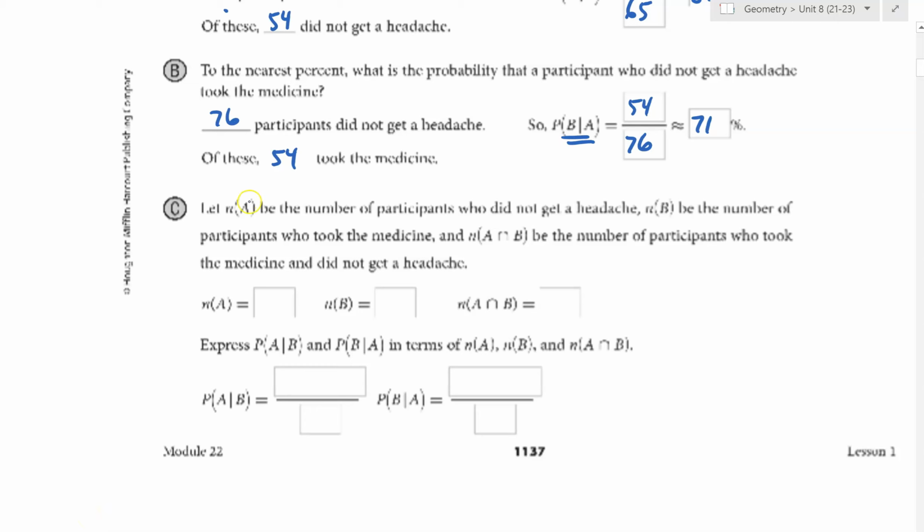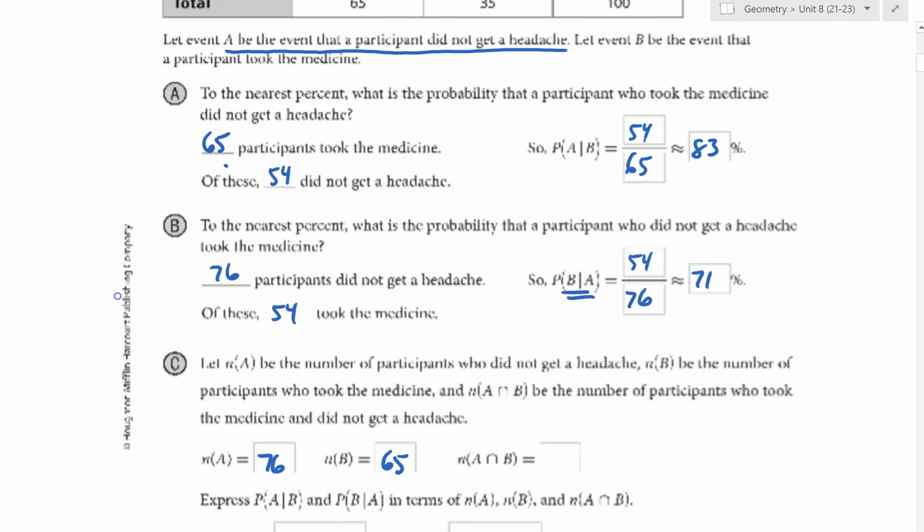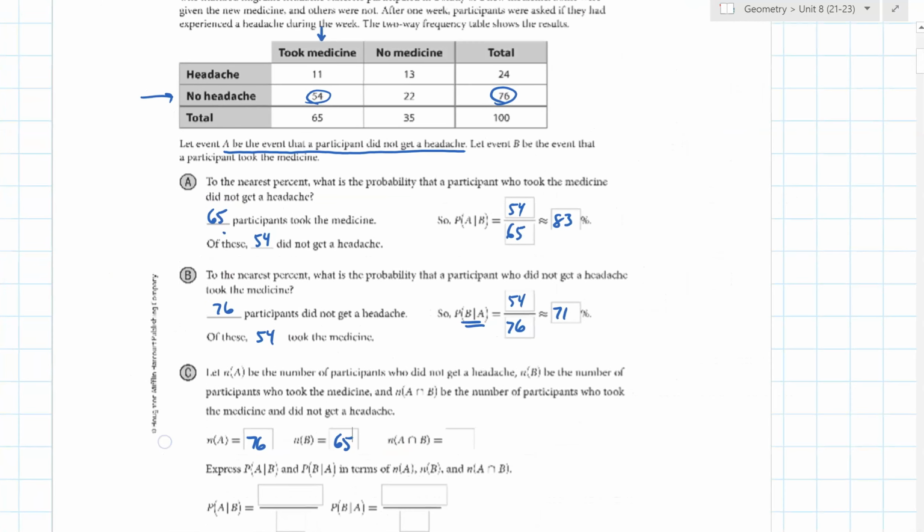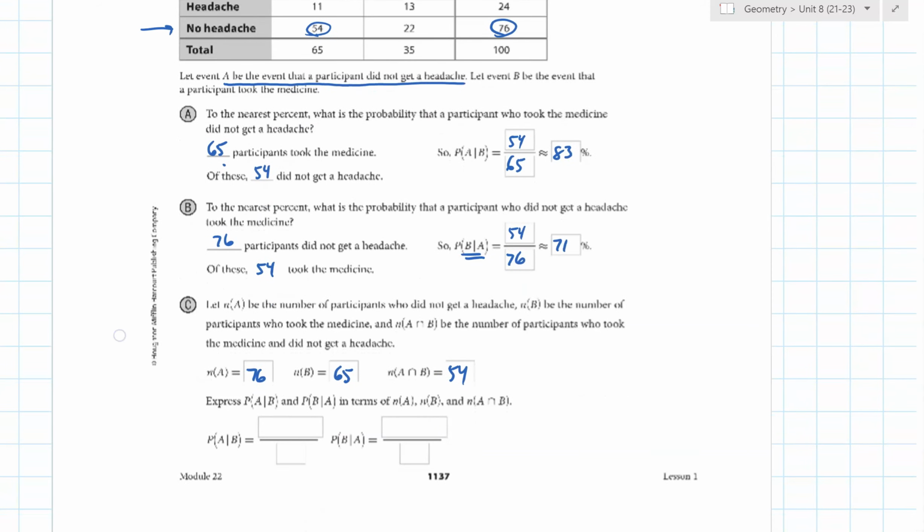And then for part C, let N of A be the number of participants who did not get a headache, N of B be the number of participants who took the medicine. We have N of A, we said, is 76. N of B, we said, is 65. The intersection of the two is 54. And so writing probability of A given B as a quotient, when we did up here, we said it was 54 over 65.